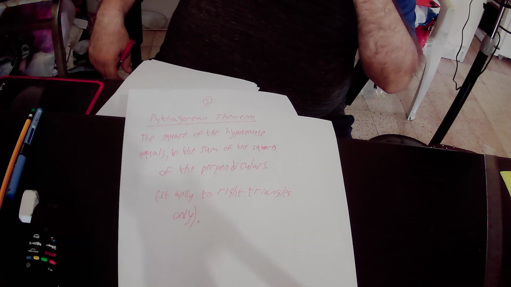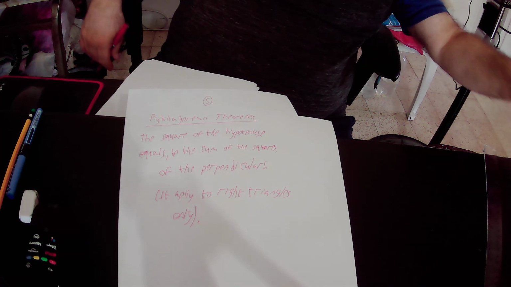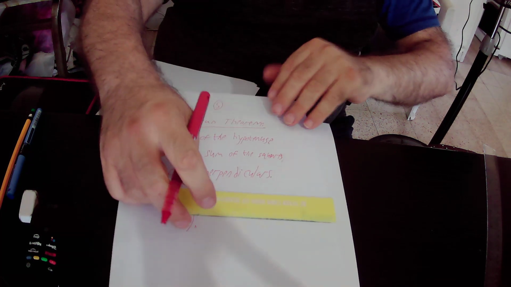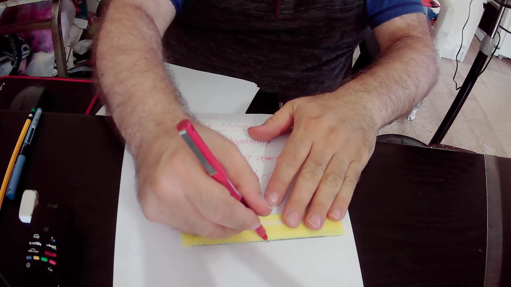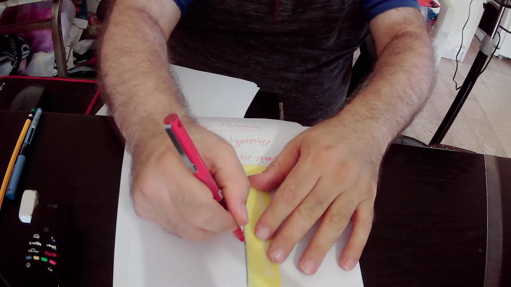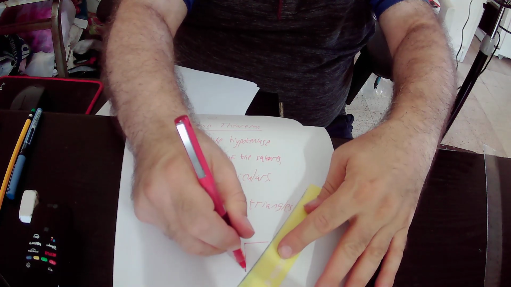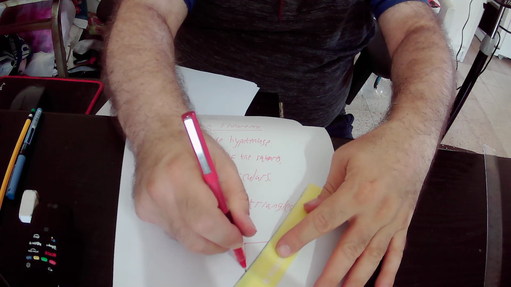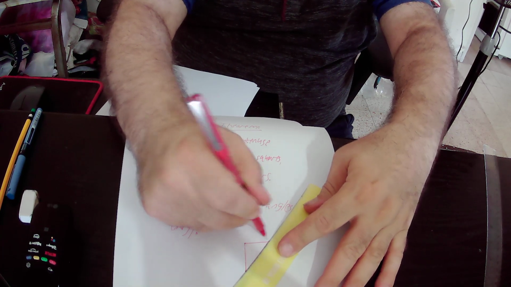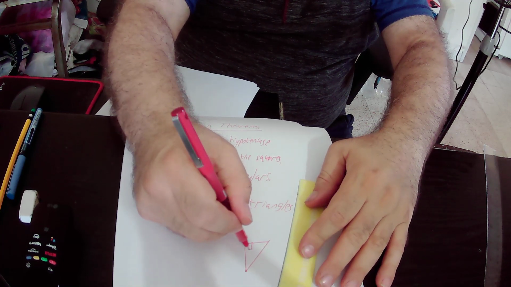It applies only to right triangles. Actually, if we have a right triangle, that is a triangle in which one of its angles equals 90 degrees. Let's say this angle is 90 degrees.